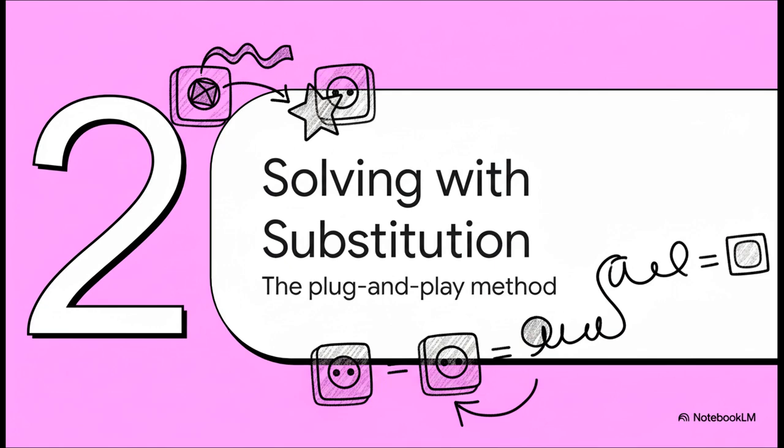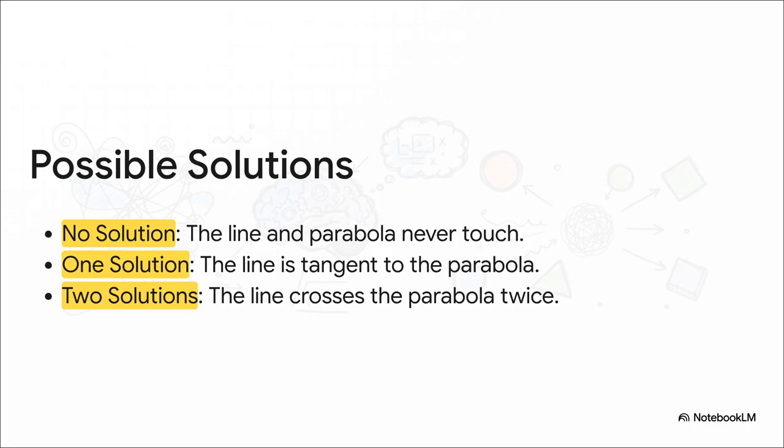Our first tool for solving these should be a familiar one if you've worked with linear equations before. It's called substitution. And I like to call it the plug-and-play method. It's really all about taking one equation, solving for one variable, and then plugging that piece right into the other equation. Simple as that.